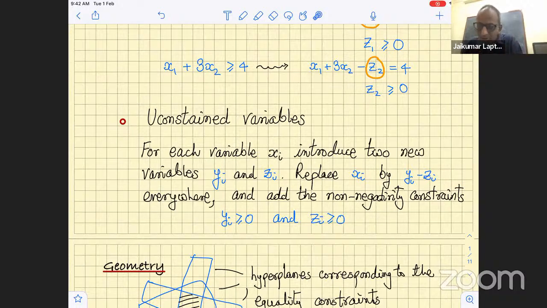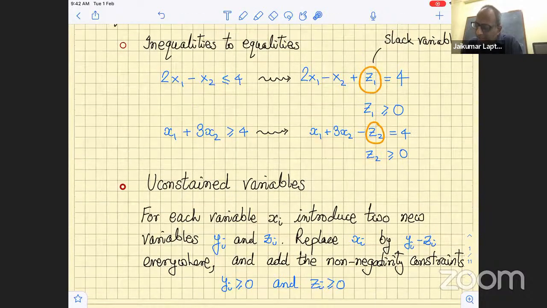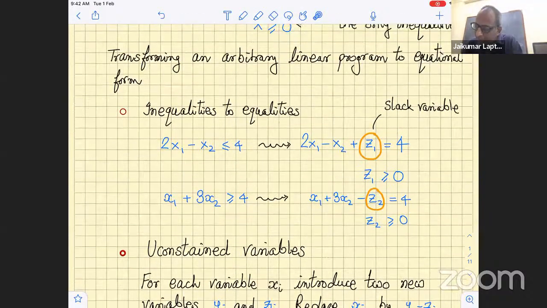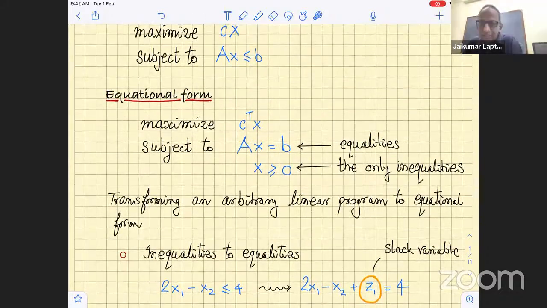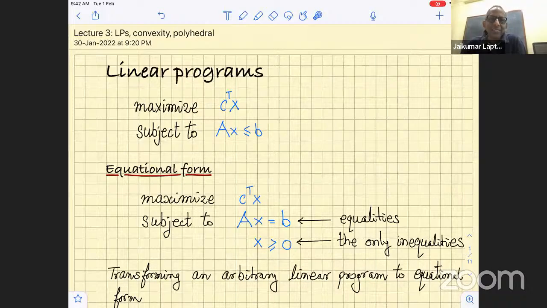So that's all I wanted to say about transforming any arbitrary linear program into equational form. Are there any questions?